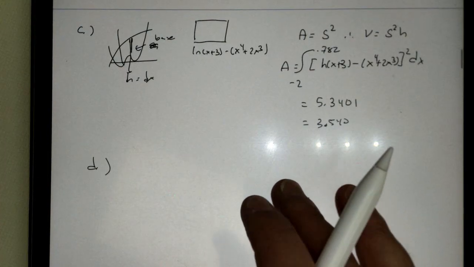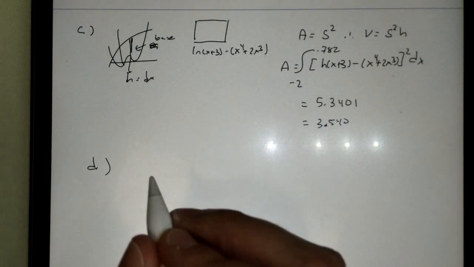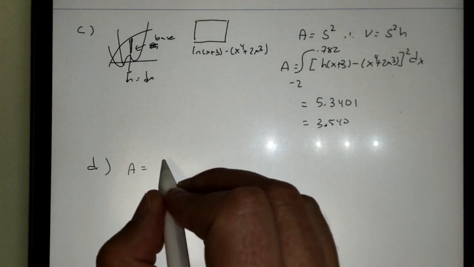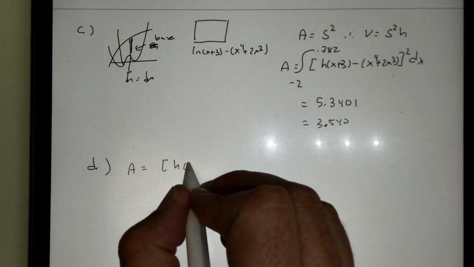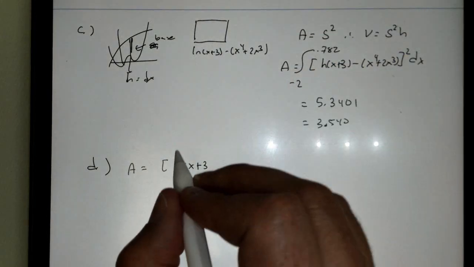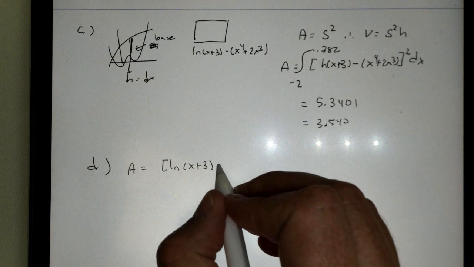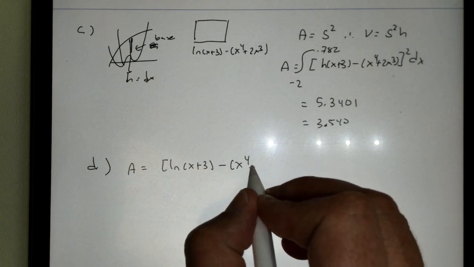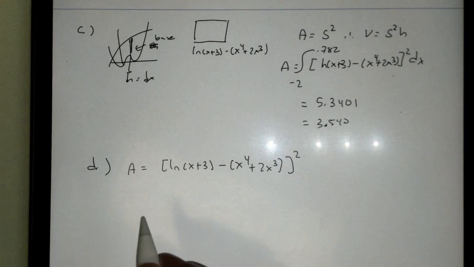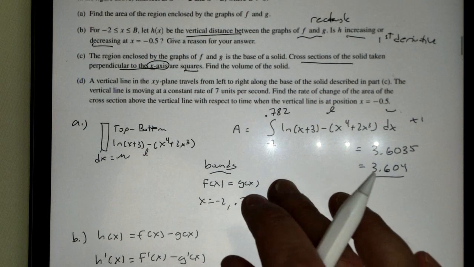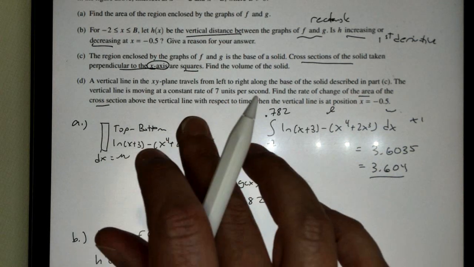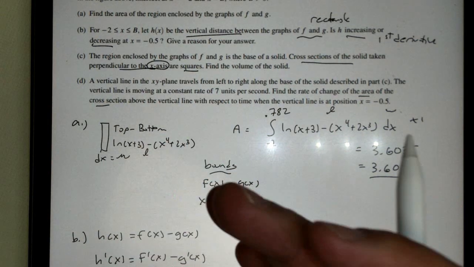All right, so this will be a fun one. Remember, to get the area, we're going to write our new formula here. Our area will be the following: natural log of x plus 3, I can't read my own writing, remember that was natural log, not h, natural log of x plus 3 minus x to the 4th plus 2x cubed, squared. So we want to find the rate of change of the area of the cross-section above the vertical line with respect to time.